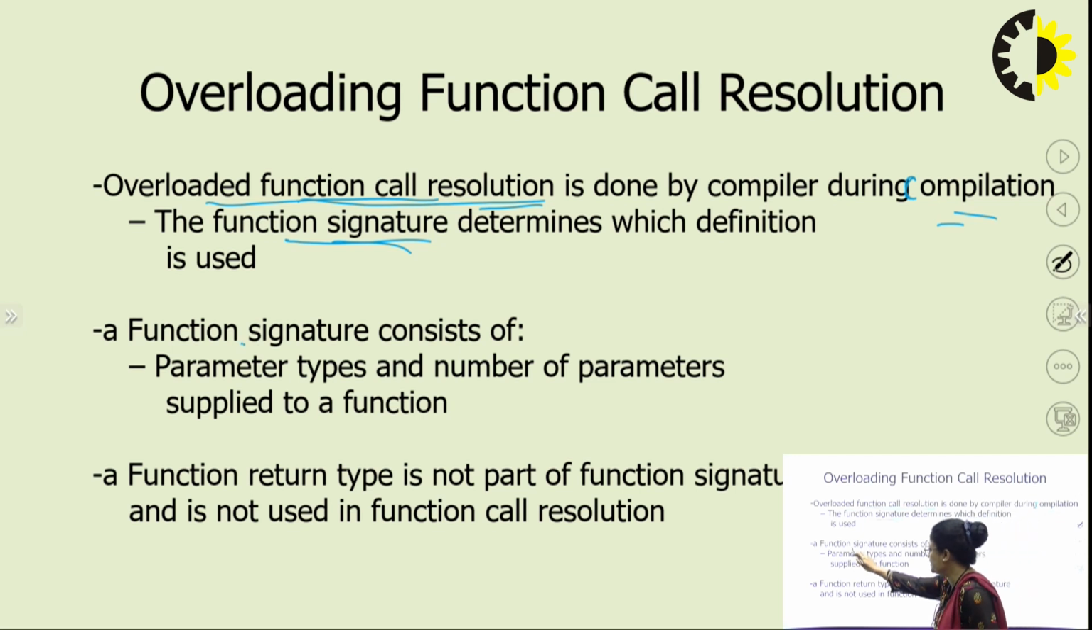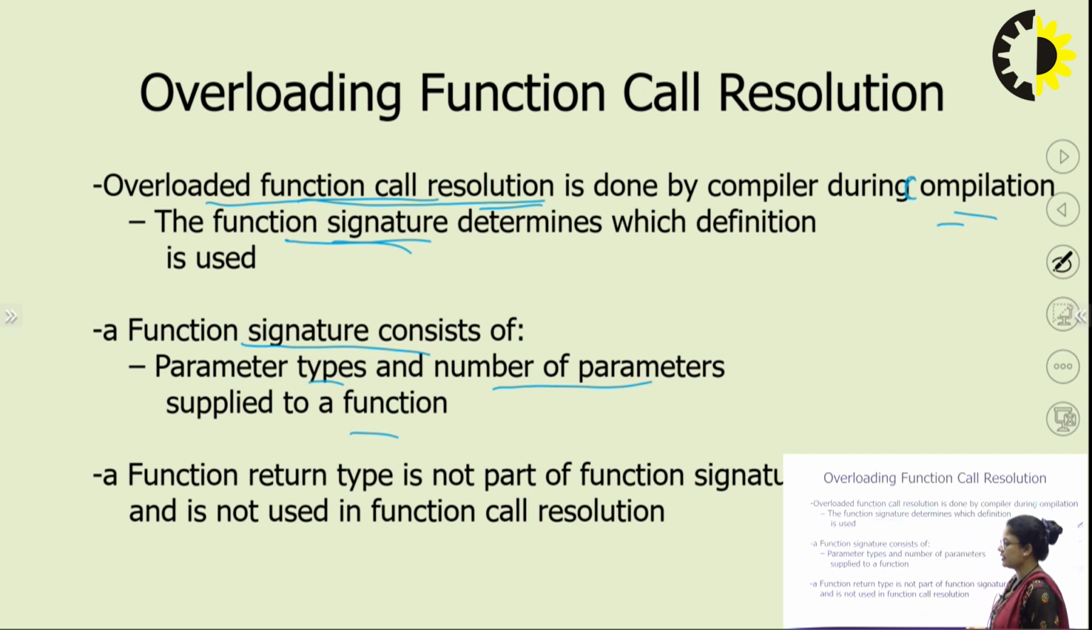What do you mean by function signature? It consists of the parameter types, the number of parameters, the sequence, and the order in which it is organized. As I told, the function return type is not a part of the function signature. So this goes into deciding which of the functions, out of multiple functions having the same name, will be called. It depends on this particular concept.